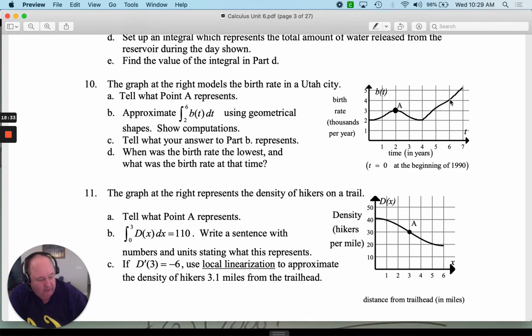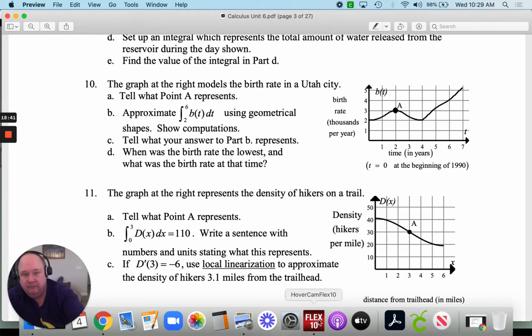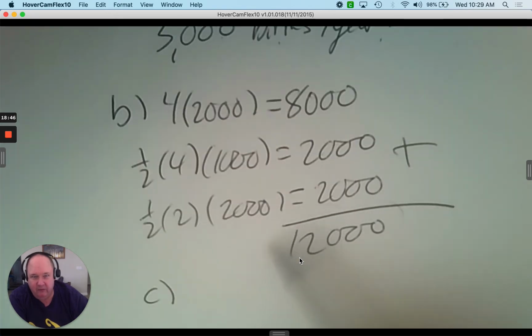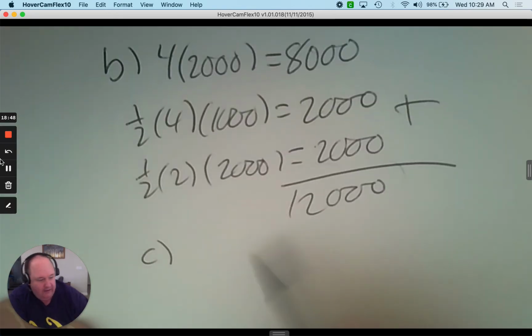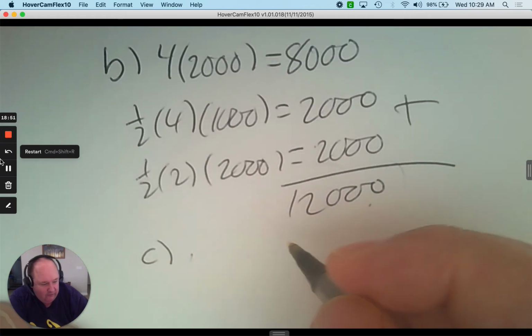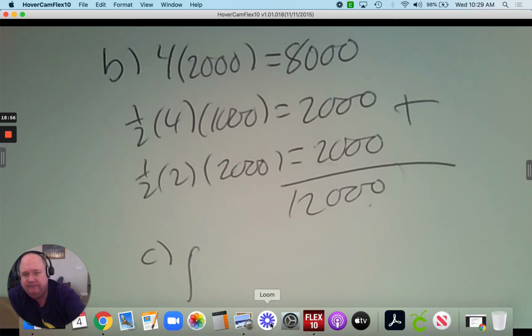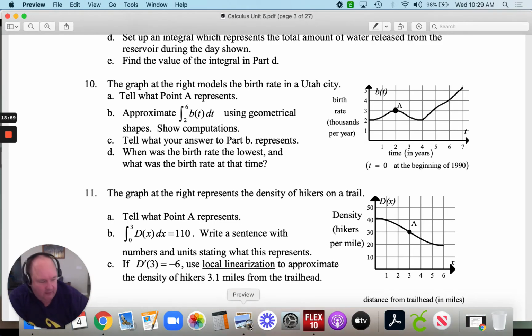And then part C says, what does that mean? So when I put it together, the approximate area I got was 12,000. And then what does that mean? Well, what it means is when we integrate from 2 to 6, b at t dt, and we say the approximate answer is 12,000, what that means is from what year to what year?